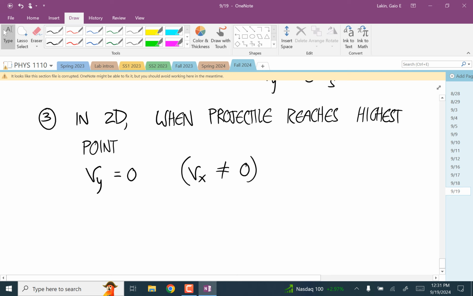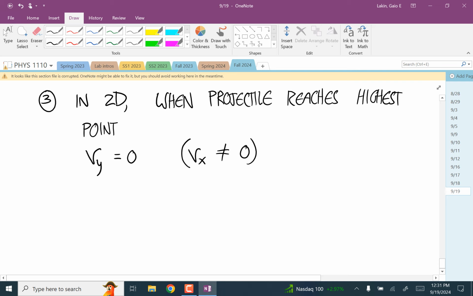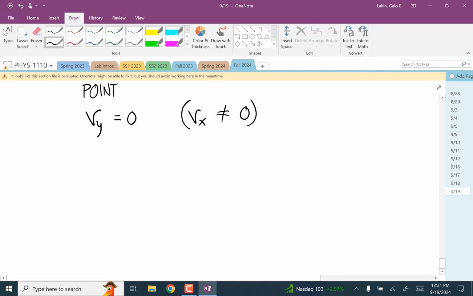And if you want an intuitive understanding of why the x component isn't 0, think of a pro baseball player in the outfield, throwing a ball towards home plate.